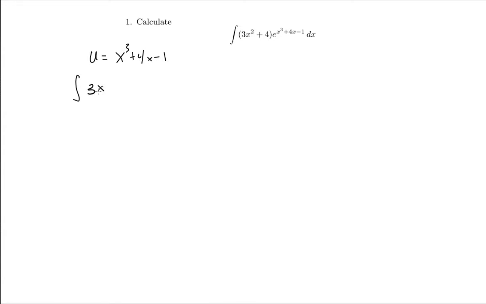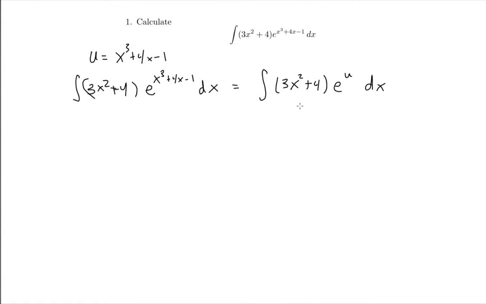So we take the integral of 3x squared plus 4 times e to the x cubed plus 4x minus 1 dx. And the first thing I'm going to do is just replace all of the x cubed plus 4x minus 1s by u. So we have this integral again, 3x squared plus 4 times e to the power u, because now the x cubed plus 4x minus 1 has been replaced by u, and we still have this dx here. Okay, so now we're in a position where we might want to try an integration, but the problem is that we have two different variables inside of our integrand. We have a u and we have an x, and we really don't like that.